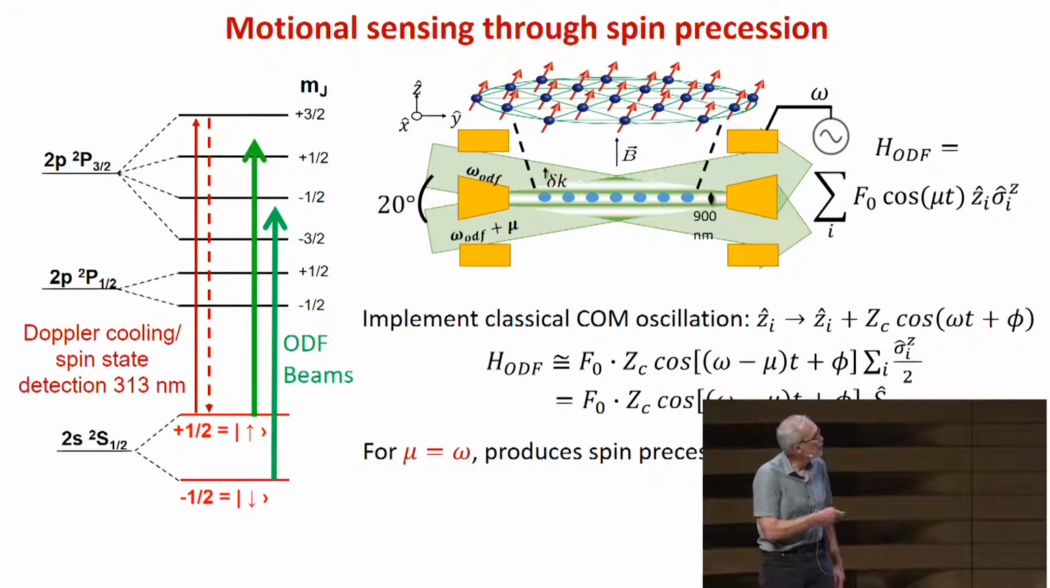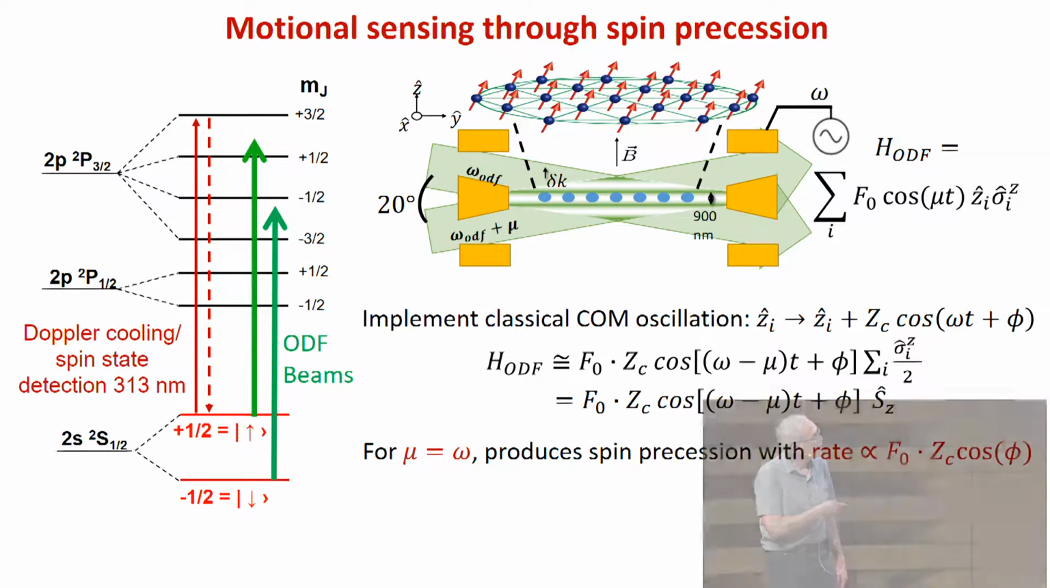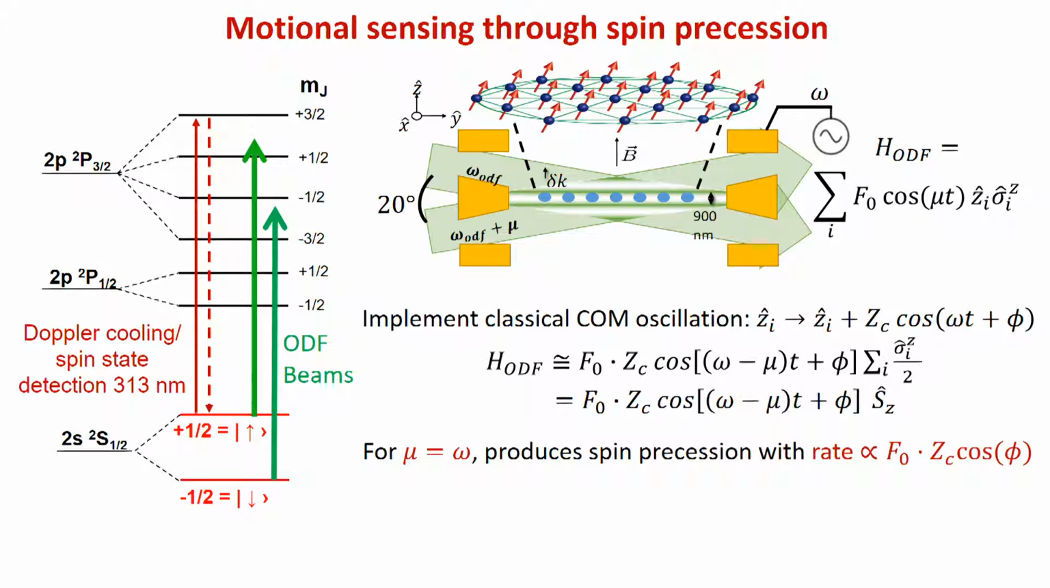So this is the interaction we're engineering. To see how this generates spin precession, let's consider that we apply a weak RF tickle to one of our trap electrodes. Eventually, we're going to put this resonant with the center of mass mode, but for now, let's consider it's far off resonant from any modes. It's just going to wiggle the center of this trap a little bit. So we're generating some classical motion of amplitude z sub c, frequency omega, and phase relative to the spin-dependent force of phi.